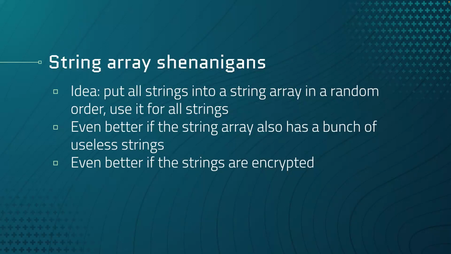Another thing that is common is to put a string array at the top with a bunch of strings in it. The simplest way to do this would be to take all your strings and put them in order in an array at the top. But then you could randomize the order. That makes it harder. You could add a bunch of useless strings to the middle of it, which makes it harder. And then you could encrypt all the strings too, and then you have that decryption routine I was talking about. So now for every string throughout the entire program, you have to go through that array, find the index of it, decrypt it, and then call the string before you can use it.